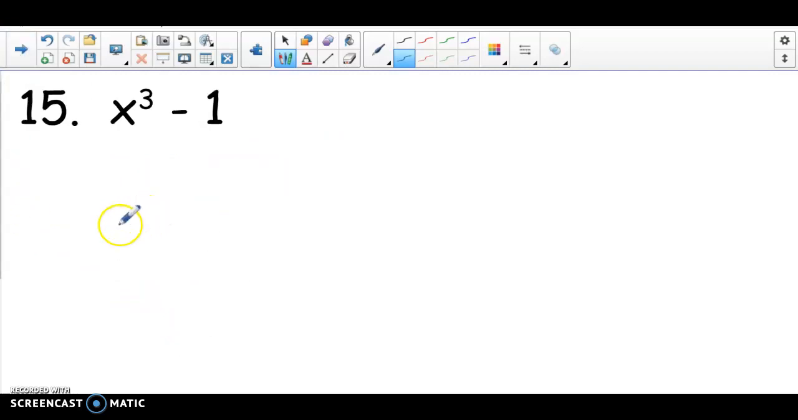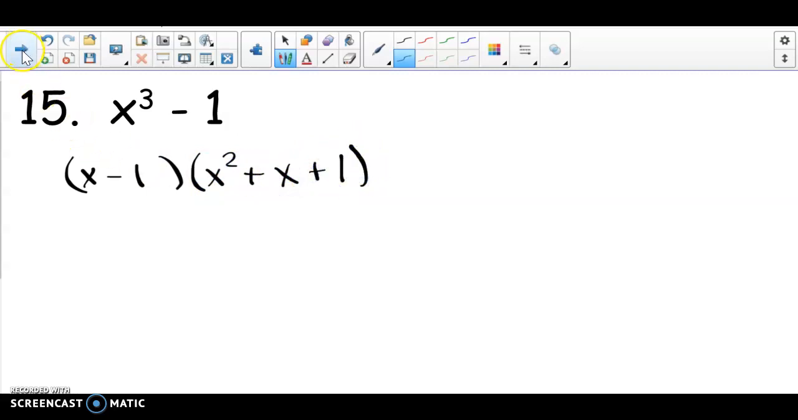Another perfect cube, this one should be real easy. Cube root of x cubed is x, cube root of 1 is 1. Square, change my sign, multiply them together, second sign's always plus, and square 1. So that one was real easy.